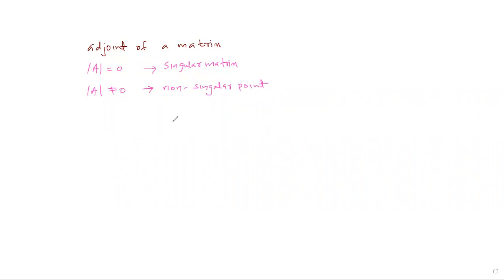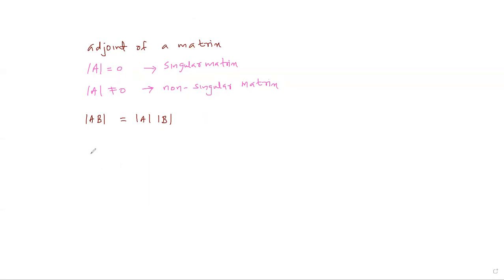Then, determinant of AB. If A and B are both non-singular matrices of the same order, then we have seen that AB and BA are also non-singular matrices of the same order, and determinant of AB is equal to determinant of A into determinant of B. These are some very important points. That's why I just want to remind you all these things.